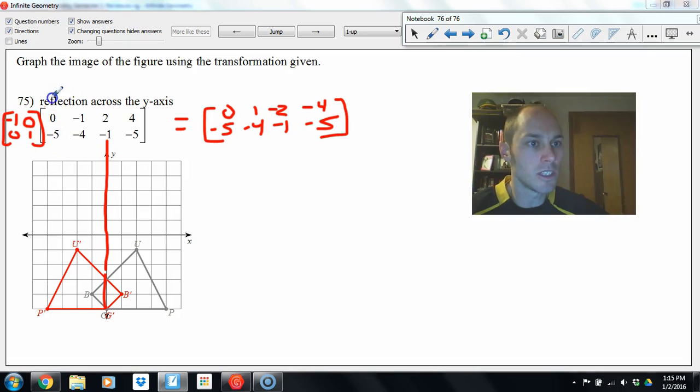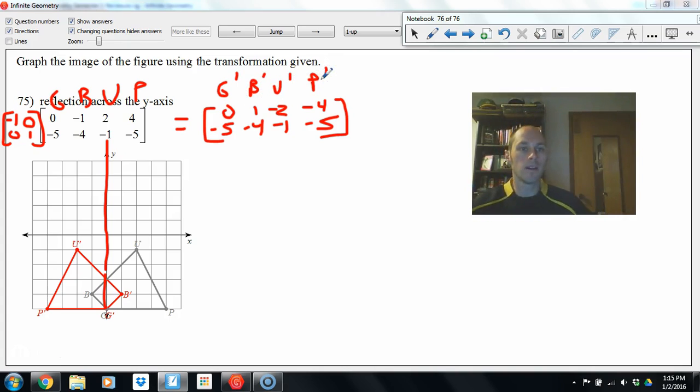0, negative 5 is G. Negative 1, negative 4 is B. 2, negative 1 is U. That's P. So G prime, B prime, U prime, and P prime. So keep in mind, you don't have to use the matrix for this. Maybe you're more comfortable just reflecting everything. You just change all the x coordinates and keep the y coordinates the same. Or maybe you prefer to just graph it and draw your line of reflection and figure out where those go. It's just another strategy in your tool belt that you can use.